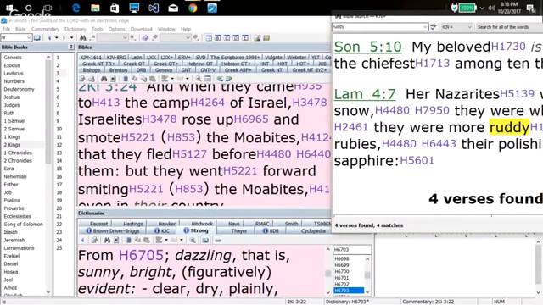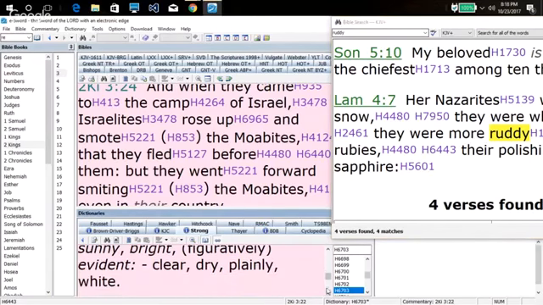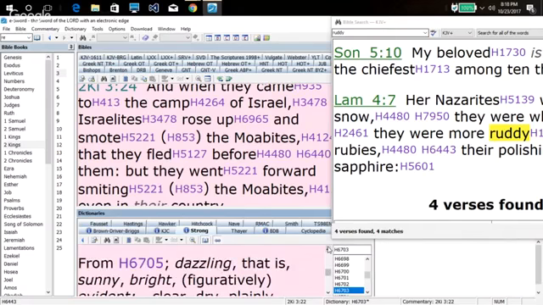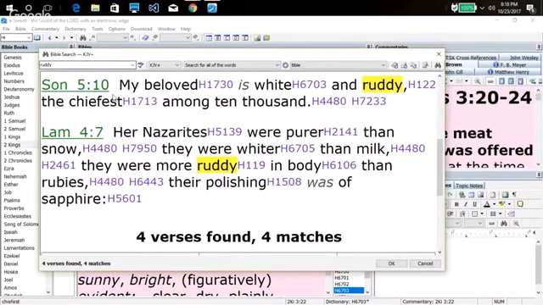Move this up so y'all won't get confused. I'm at the bottom right here. I wish I could find that little mouse jump so I can get everybody to see where I'm at. All right. This says dazzling. That is sunny, bright, figuratively, evident, clear, dry, plainly, white. All right, so it's saying that they was dazzling, it was bright. All right, let's go back to it real quick. It says, my beloved is white and ruddy, the chiefest among 10,000. So among King Solomon. See that?